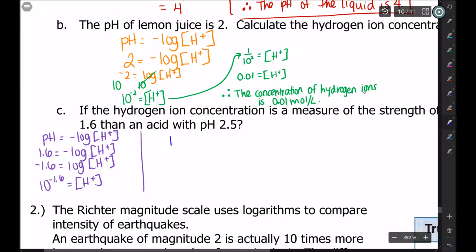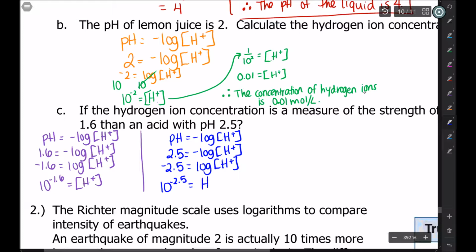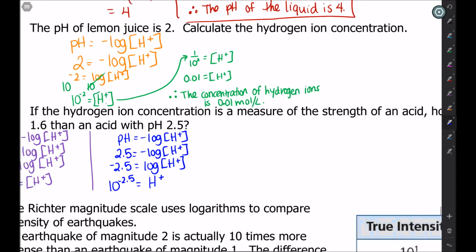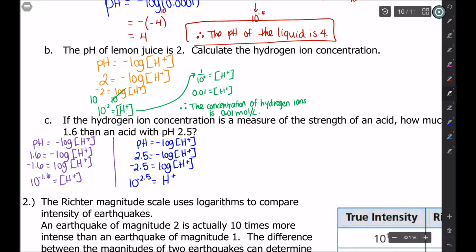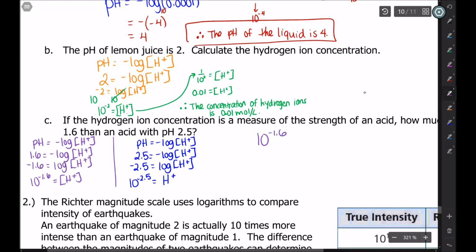Then we've got another acid where we know that the pH is 2.5. So here I'm going to say 2.5 equals negative log of H plus. Okay, so negative 2.5 equals log of H plus, which means that 10 to the power of negative 2.5 is H plus right here. Okay, so I want to know how much stronger is one than the other. So I'm going to divide my two values: 10 to the power of negative 1.6 by 10 to the power of negative 2.5. And when I do my division, I always need to subtract my exponents. And when I subtract negative 1.6 minus negative 2.5, this turns into a plus.